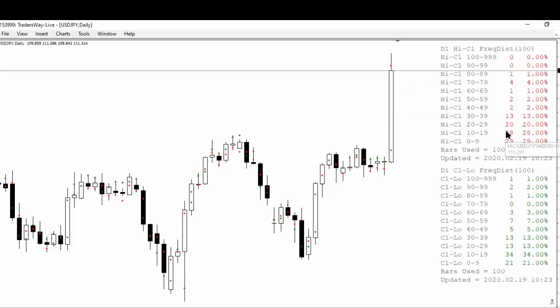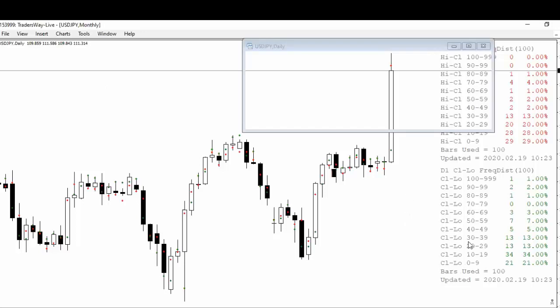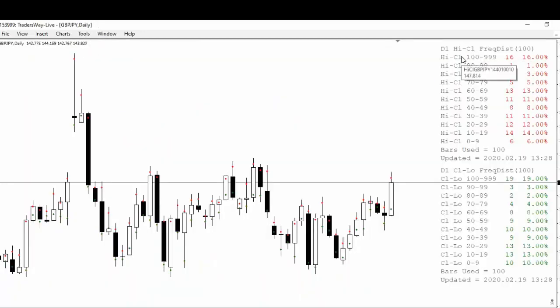And so this is the frequency distribution. This is still dollar yen. So high minus close, you can see from 0 to 9, it only happens 6 times. From 10 to 19, 14. So 8 out of 10 times, or 4 out of 5 times, price is going to close below that red dot and above the green. And then on the green dot, it's going to do that, what's that, 77% of the time?